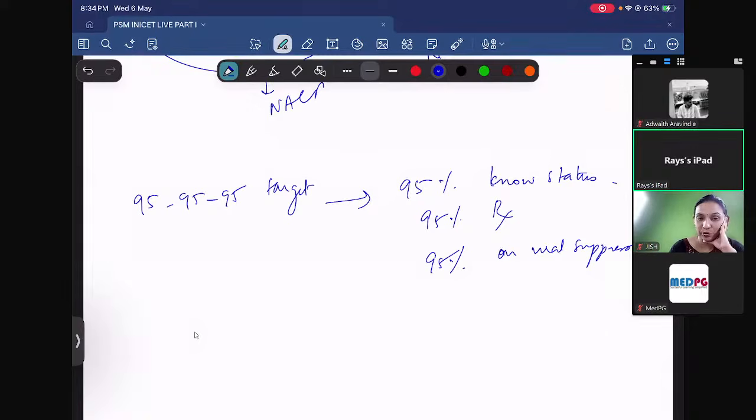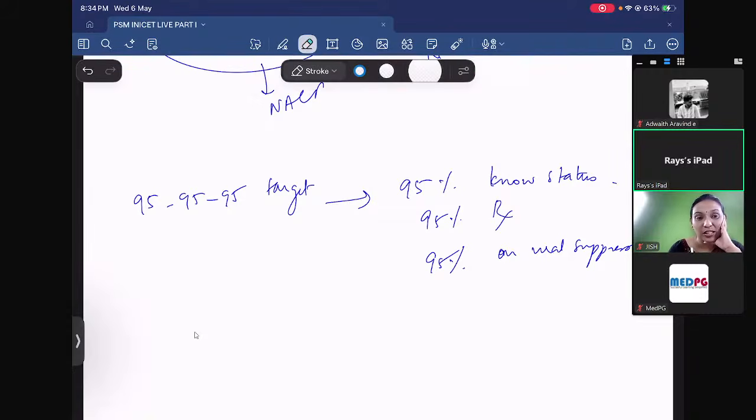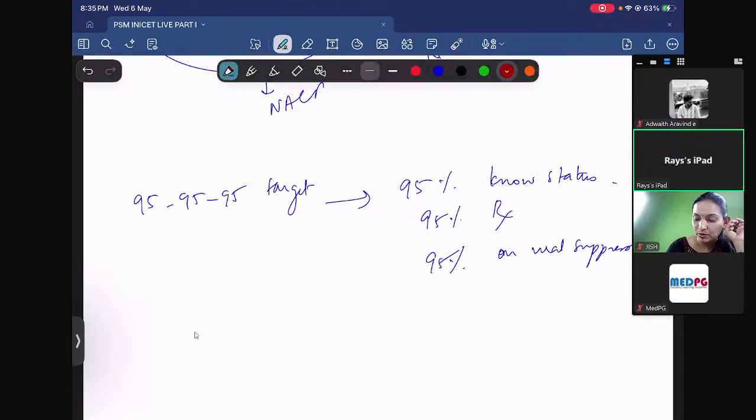Then, when do you start HIV treatment? Commonly asked question. Initially we used to start HIV treatment based on CD4 count. Now there's no guideline which says that CD4 count is the basis for treatment. What we follow now is called the test and treat policy.